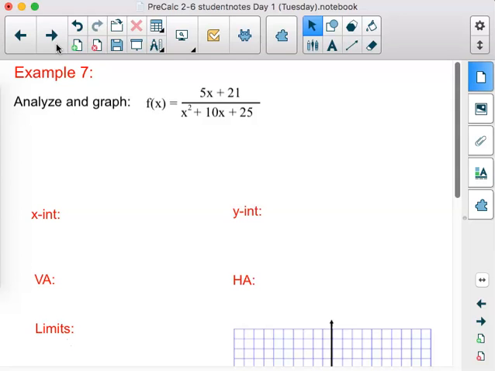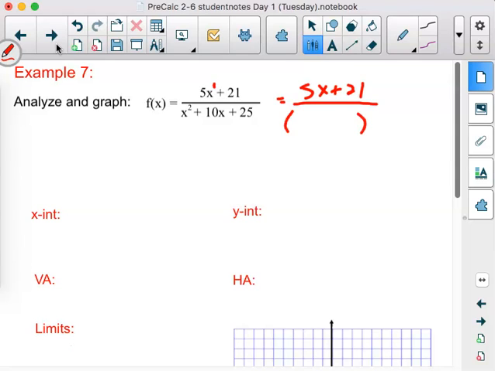Alrighty, so this one says analyze and graph, and again I start by looking at the degree, and I see this is an x to the first, and this is an x squared. So I'm not going to be able to factor my numerator unless I could factor out a greatest common monomial factor, and I can't do that here. So we're going to leave that.